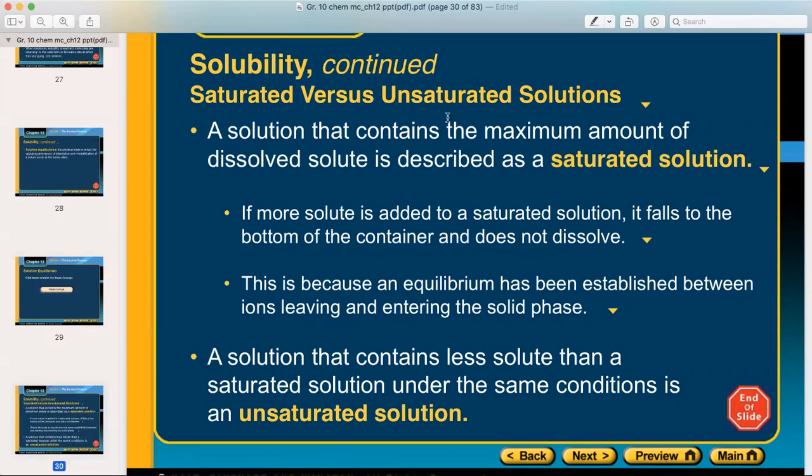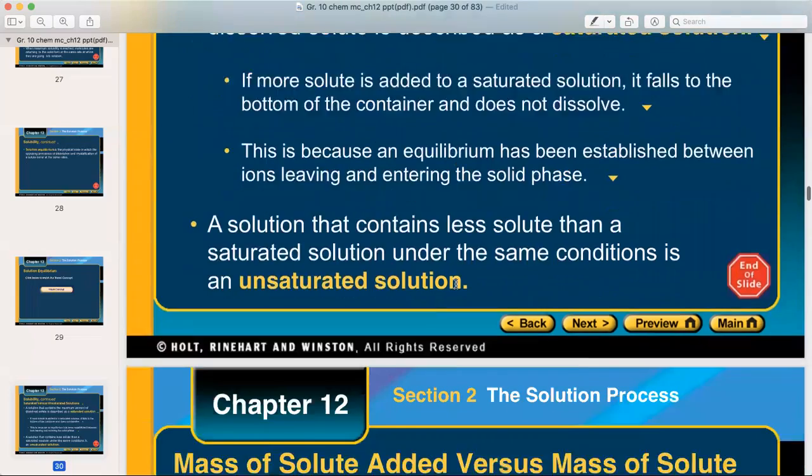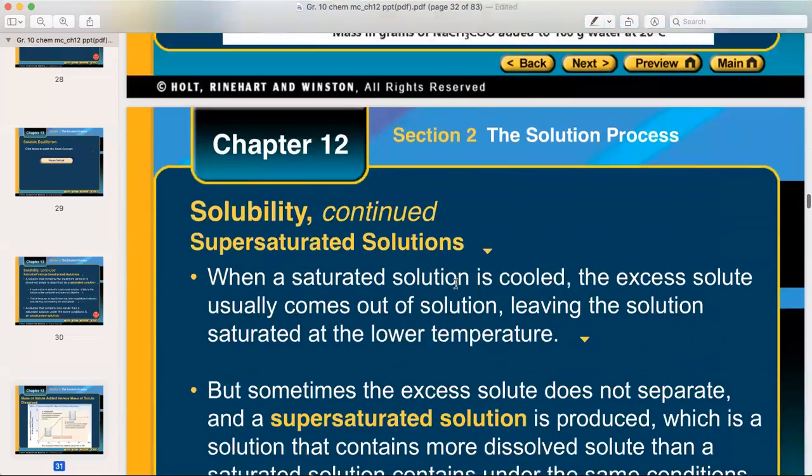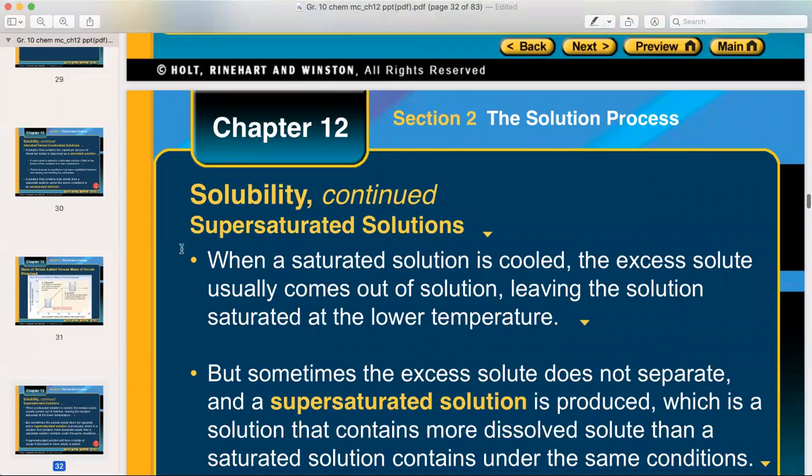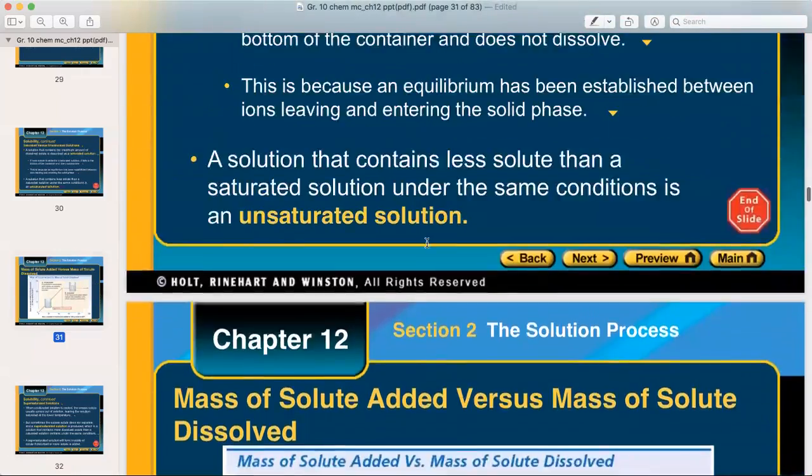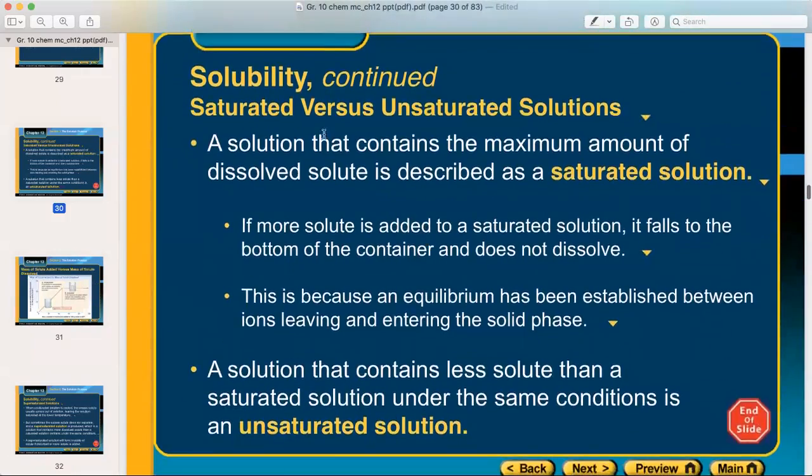Types of solutions on the basis of solubility. On the basis of solubility, we have three types of solution. One is known as saturated solution. The second one is known as unsaturated solution. And the third one is known as supersaturated solution. Now, what is the difference between these three types of solutions?